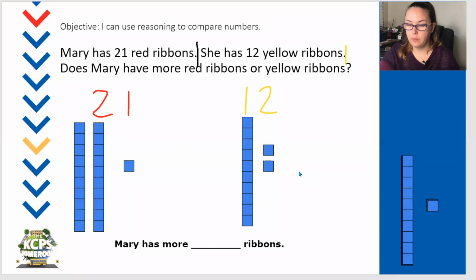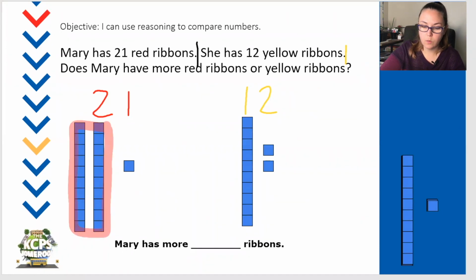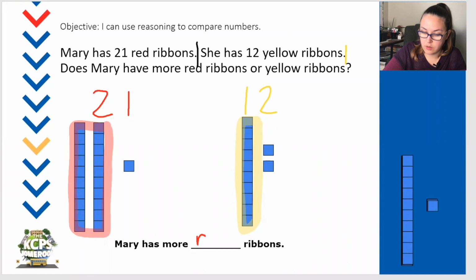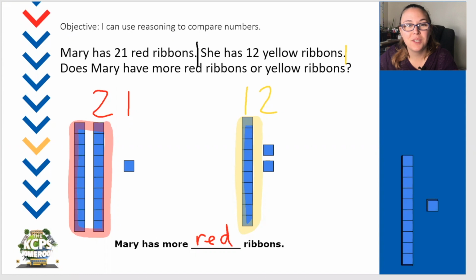Now we have to compare. So when I pull my highlighter tool out, you'll see on the left side, 21 has 2 tens and 12 only has 1. So which color ribbon does Mary have more of, red or yellow? That's right, she has more red ribbons. So down here, I'm just going to write, Mary has more red ribbons. And that solves our problem. Great job. We have time for one more question. So let's go ahead and look at the next one.